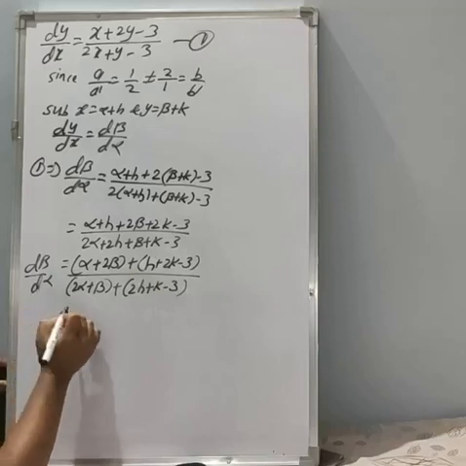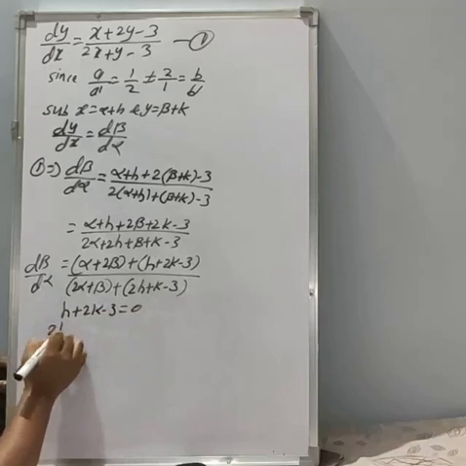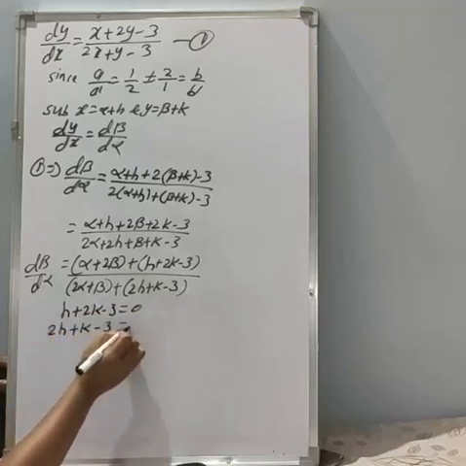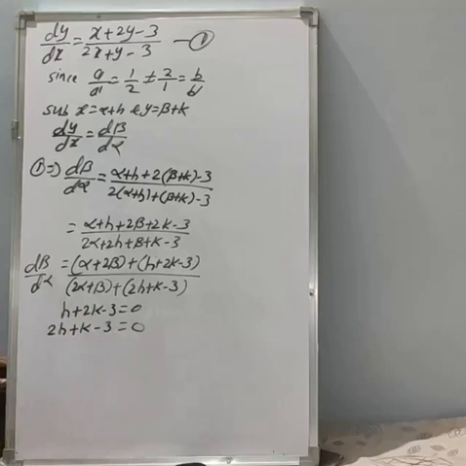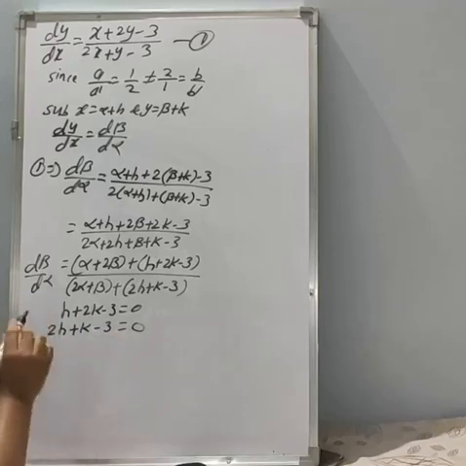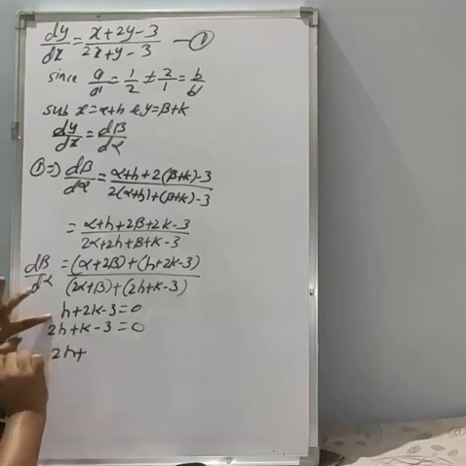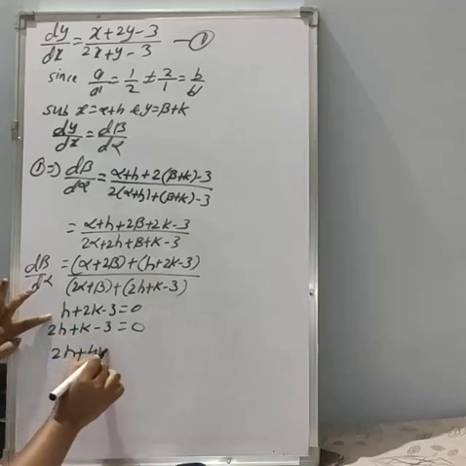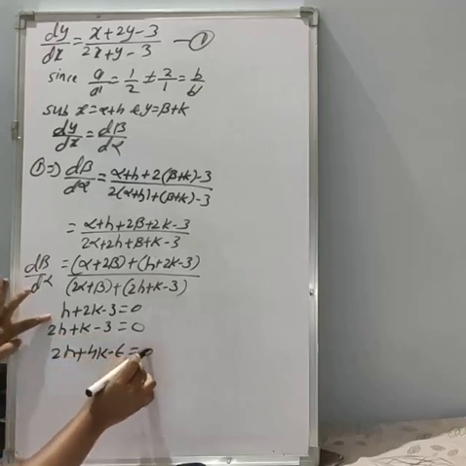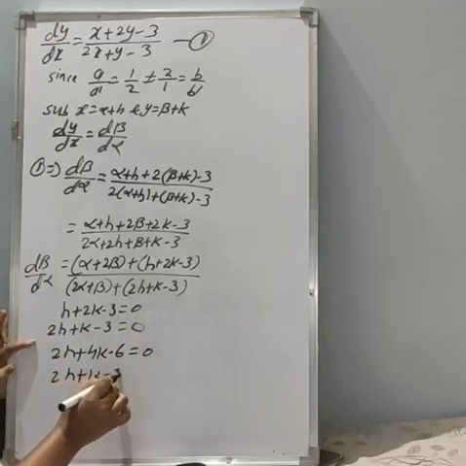So let us consider h plus 2k minus 3 is equal to 0, and 2h plus k minus 3 is equal to 0. Now how will we find the values of h and k? Try to solve these two equations. Here we have 2h, here we have h. So multiply 2 to the first equation and take the subtraction. So you will get 2h plus 2 into 2, 4k, minus 2 into 3, 6, equal to 0. And the other equation as it is, 2h plus k minus 3 is equal to 0.